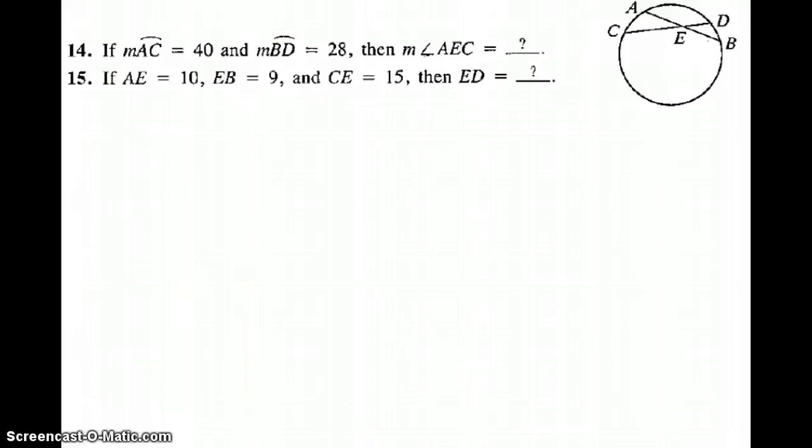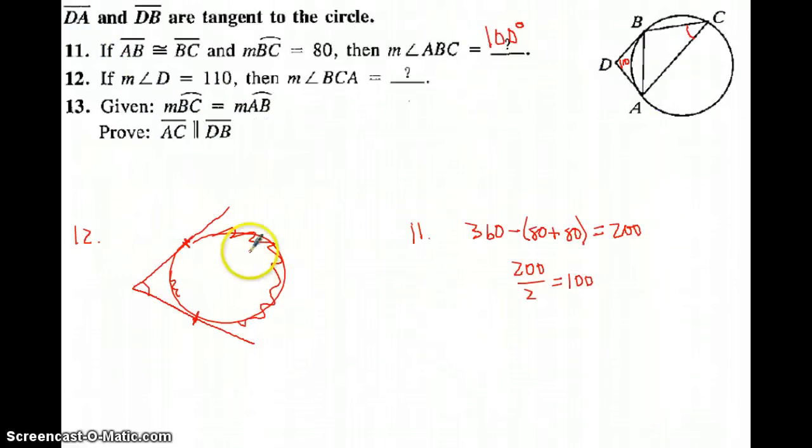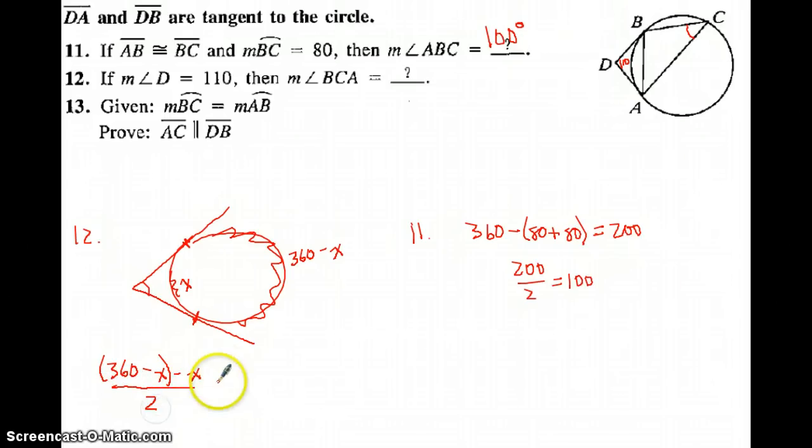Whoa, what happened to my page? That was crazy. All right, it's back. I can call this one x because that's the one I care about more, and I'll call this one the rest of the circle, 360 minus x. We've used that trick before. And I know that 360 minus x, so, you know, one arc minus the other one divided by 2 is 110. They tell me this is 110. And I can figure out what x is.